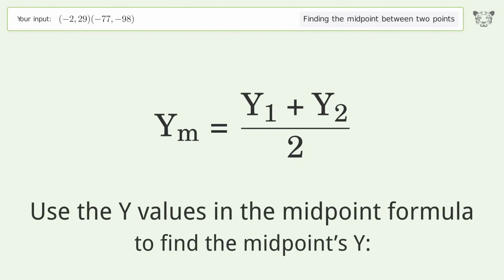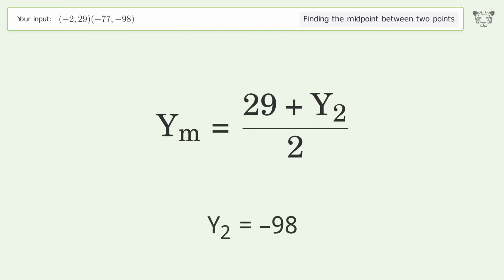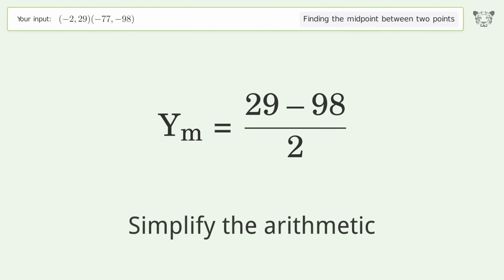Use the y values in the midpoint formula to find the midpoints y. y1 equals 29. y2 equals -98. Simplify the arithmetic.